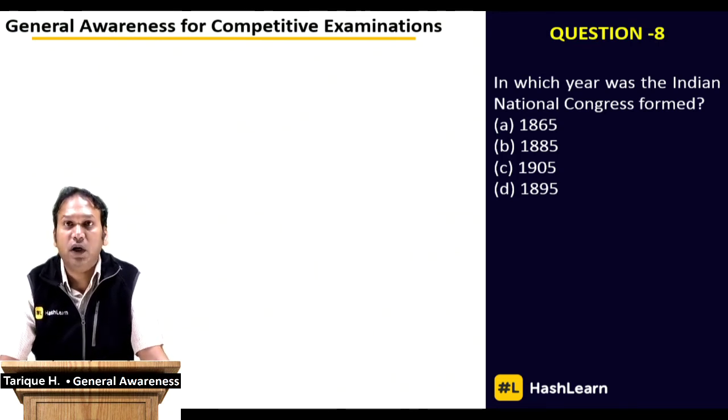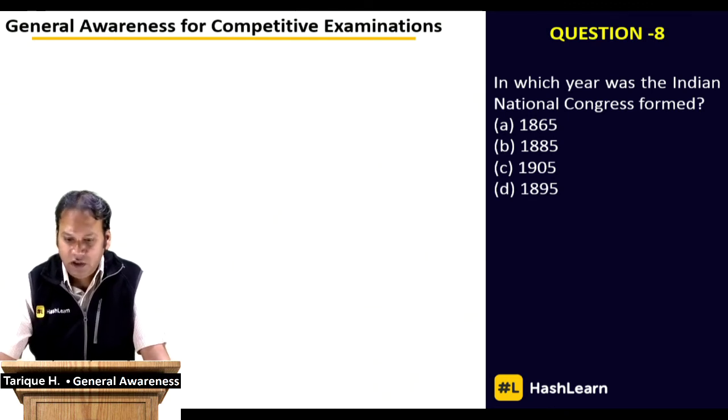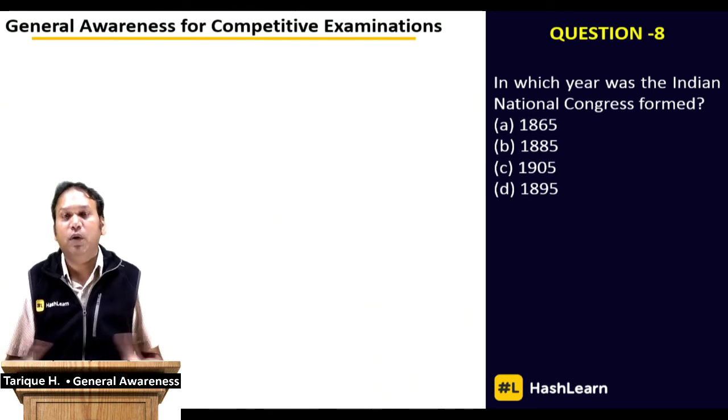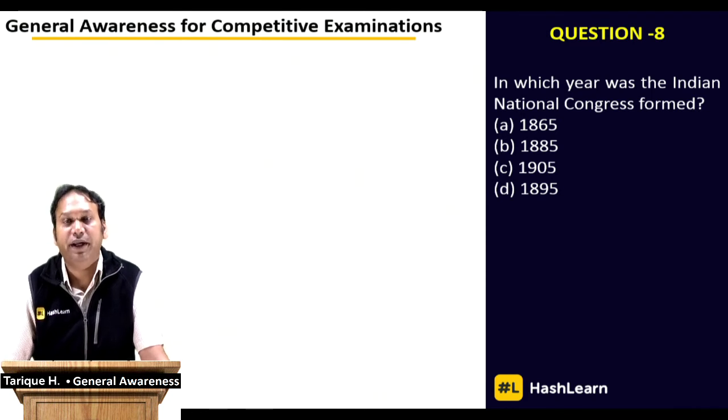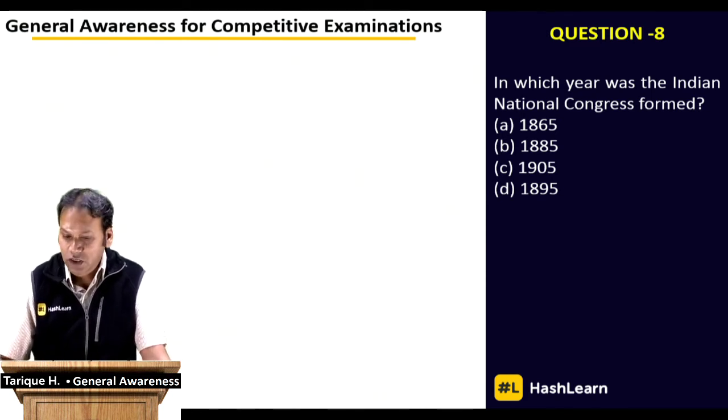The word Congress itself means a union. So a union of people coming together for a common goal is called Congress, and Congress is also the word used for the Parliament of the US, the counterpart of the Lok Sabha that we have in India. It's called Congress in the US, and what we call the Rajya Sabha in India is called the Senate in the US. So the Indian National Congress was formed in which of the following years?